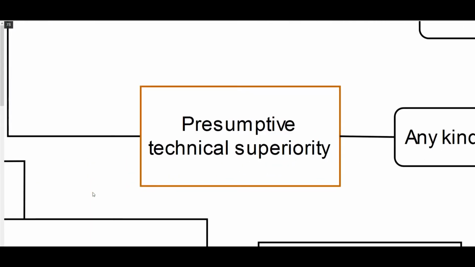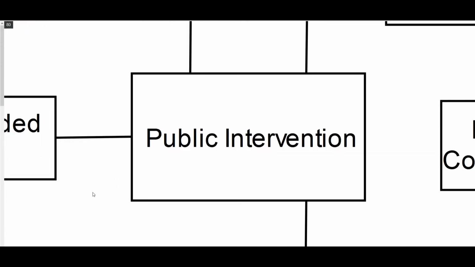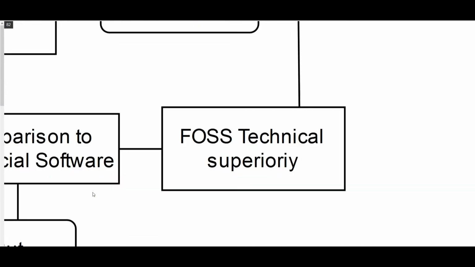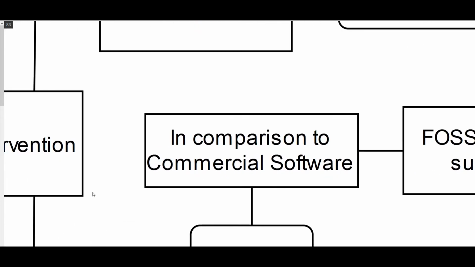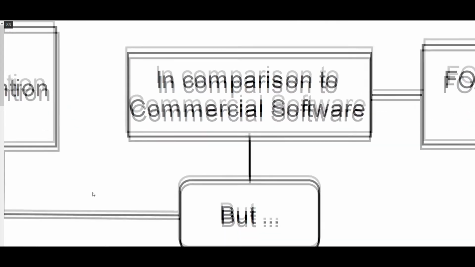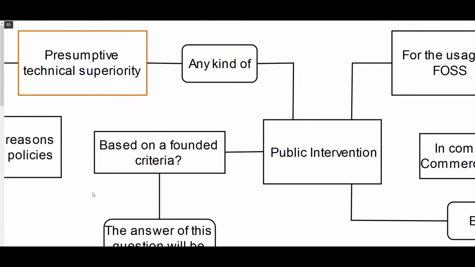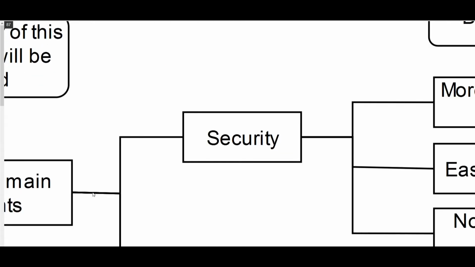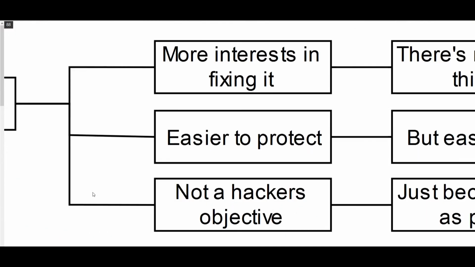Now, let's move on to the presumptive technical superiority of the free open software. Any kind of public intervention for the use of free open software is usually justified by the free open software technical superiority, in comparison to commercial software, of course. But is this public intervention based on a founded criteria? The answer to this question will be based on the pro-free open software main elements. The first one, which is security. There are three main arguments.